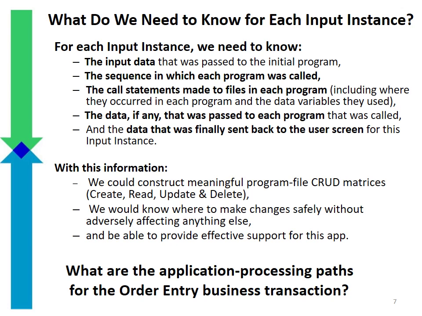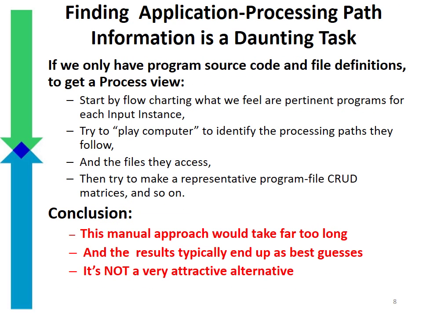But how do we determine the application processing paths for the order entry business transaction? Finding application processing path information is a daunting task. It is daunting if we only have program source code and file definitions. We would have to start by flowcharting what we feel are pertinent programs in each input instance, then try to play computer to identify the processing paths they follow and attempt to find which files they access, then try to make a representative program file CRUD matrix, and so on.